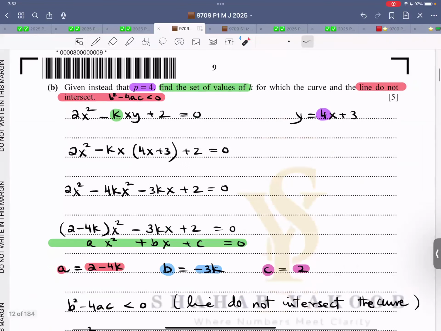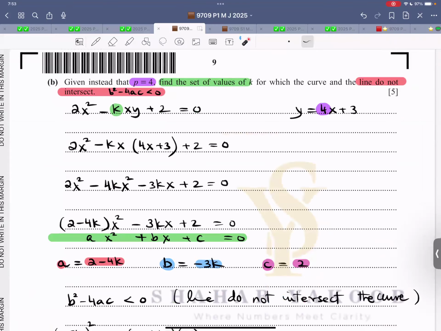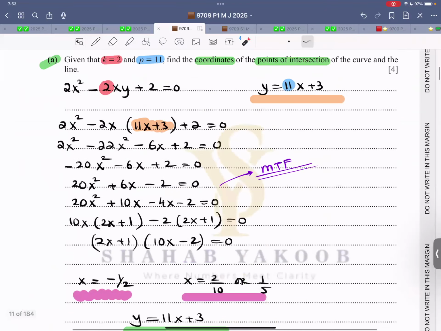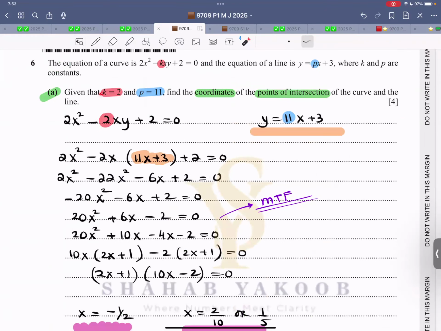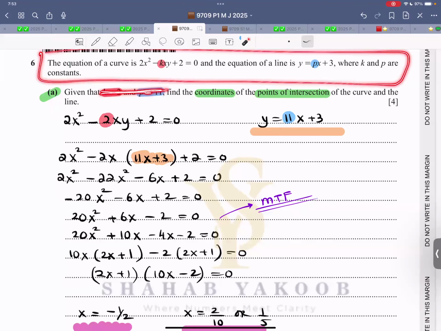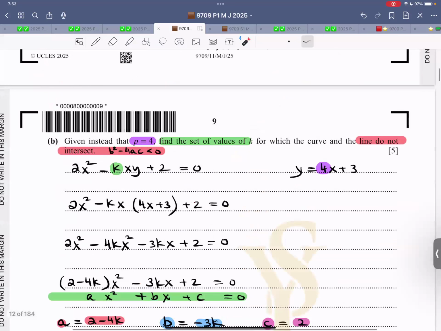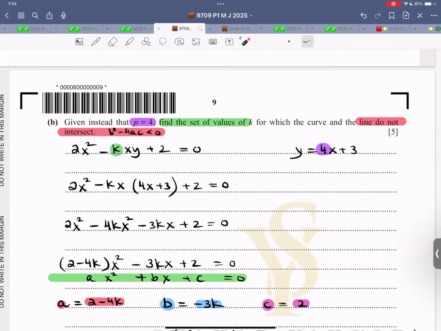The next one, given instead, what does that mean? That means the values that you used over here are no longer valid. Yes, this is valid. So given instead that P is 4, K is unknown because we have to find the inequality for K. It says find the set of values of K. That means inequality. So set of values of K means inequality.